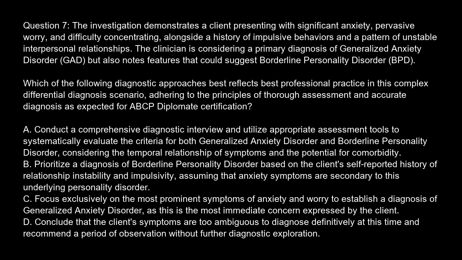Option B. Prioritize a diagnosis of borderline personality disorder based on the client's self-reported history of relationship instability and impulsivity, assuming that anxiety symptoms are secondary to this underlying personality disorder. Option C. Focus exclusively on the most prominent symptoms of anxiety and worry to establish a diagnosis of generalized anxiety disorder, as this is the most immediate concern expressed by the client.